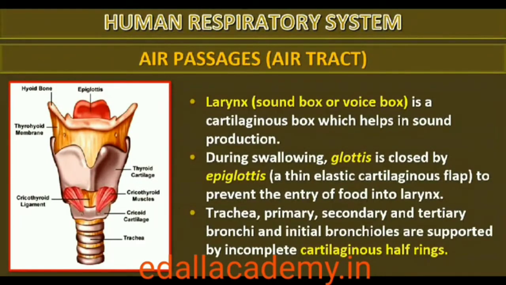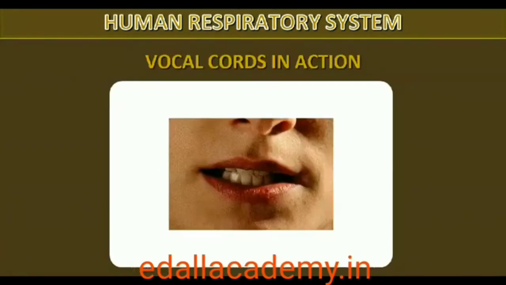During swallowing, glottis can be covered by a thin elastic cartilaginous flap called epiglottis to prevent the entry of food into the larynx. Trachea is a straight tube extending up to the mid-thoracic cavity, which divides at the level of the fifth thoracic vertebra into a right and left primary bronchi. Each bronchus undergoes repeated divisions to form the secondary and tertiary bronchi and bronchioles, ending up in very thin terminal bronchioles. The trachea, primary, secondary and tertiary bronchi, and initial bronchioles are supported by incomplete cartilaginous rings.